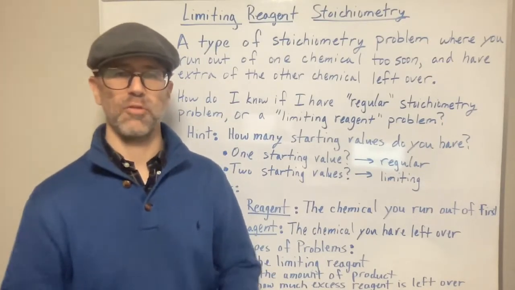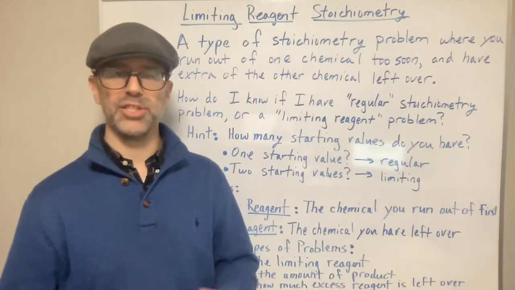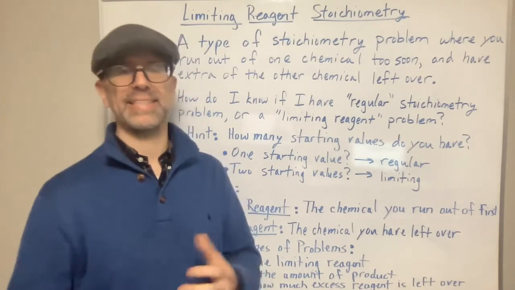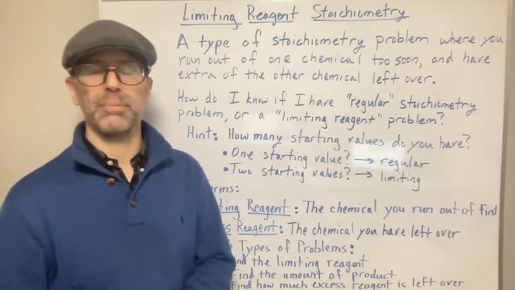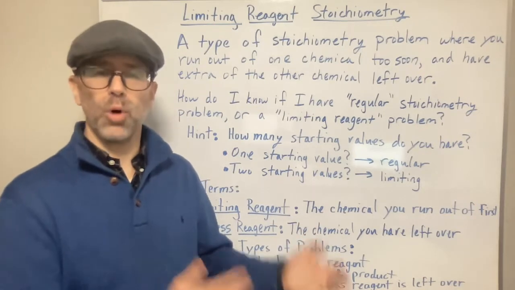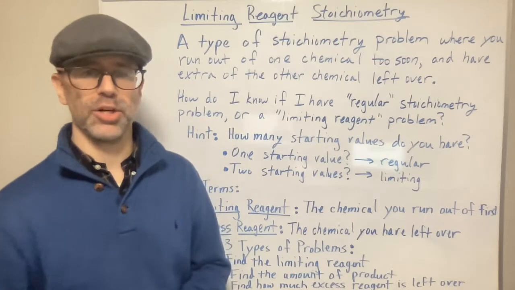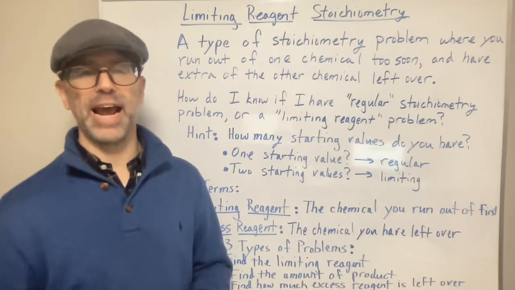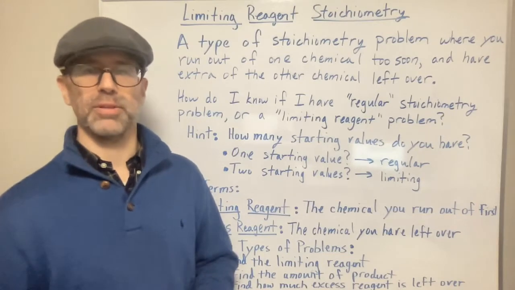My name is Mr. Kovalt, and in this video I'm going to go over limiting reagent stoichiometry, or limiting reactant stoichiometry. So what is limiting reagent stoichiometry? Well, first of all, it's a type of stoichiometry problem where you run out of one substance, or one reagent, and you have an excess amount or leftover amount of another reagent. So one of your reactants runs out too soon before it can react completely with the other reactant. So that's limiting reagent stoichiometry.